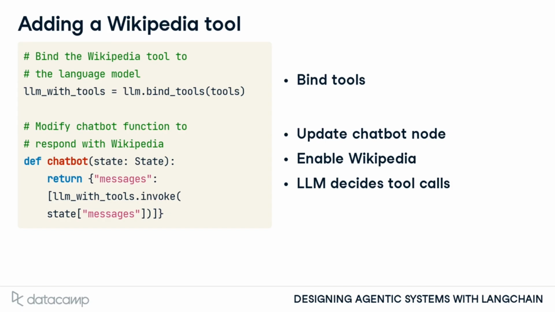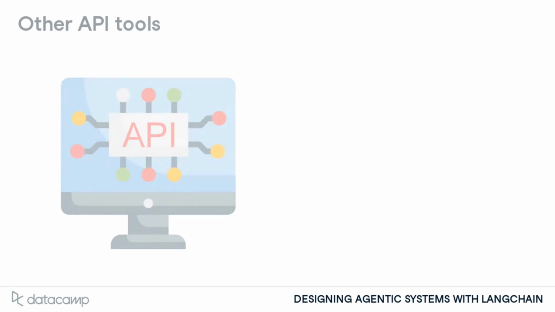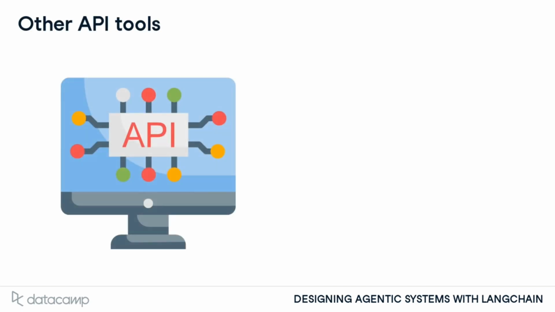This modified function passes the full conversation stored in messages to LLM with tools, allowing the language model to decide when to pull information from Wikipedia to enhance its responses. For more details on how to add different tools with external APIs, be sure to reference LangChain's API documentation.